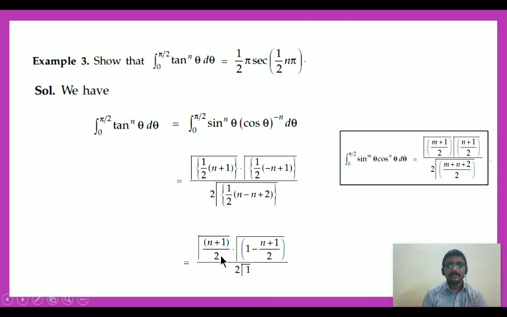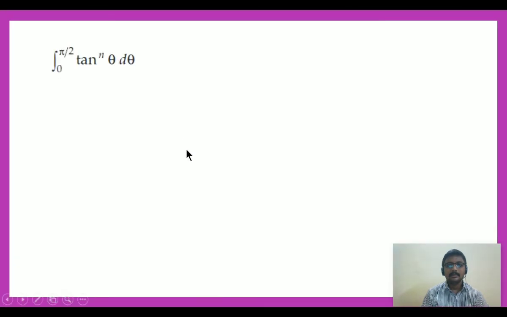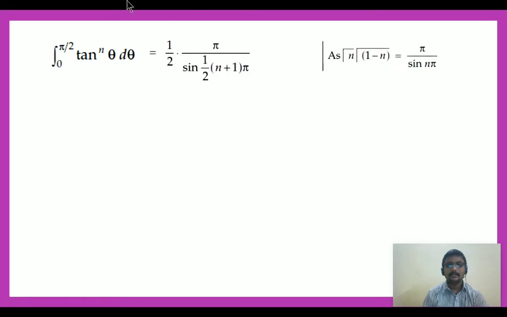So gamma of n plus 1 by 2 into gamma of 1 minus n plus 1 by 2 whole upon 2 into gamma of 1. So integral 0 to pi by 2 tan power n theta d theta is half into pi by sine half into n plus 1 into pi, because we have a formula that gamma of n into gamma of 1 minus n is pi by sine n pi. Just replacing the value of n here. What is n here? n plus 1 by 2.